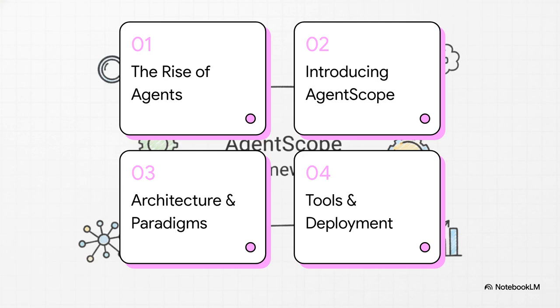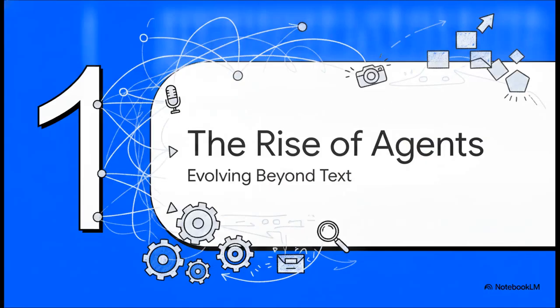So here's our logical, step-by-step roadmap for today's explainer. First up, we'll cover the rise of agents. Second, introducing AgentScope 1.0. Third, we'll dive into the architecture and paradigms. And finally, developer tools and deployment. Let's jump right in. Section 1.